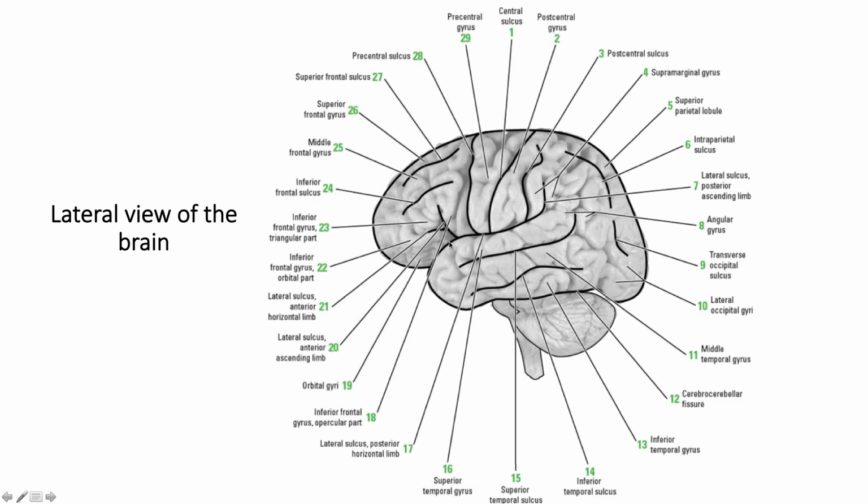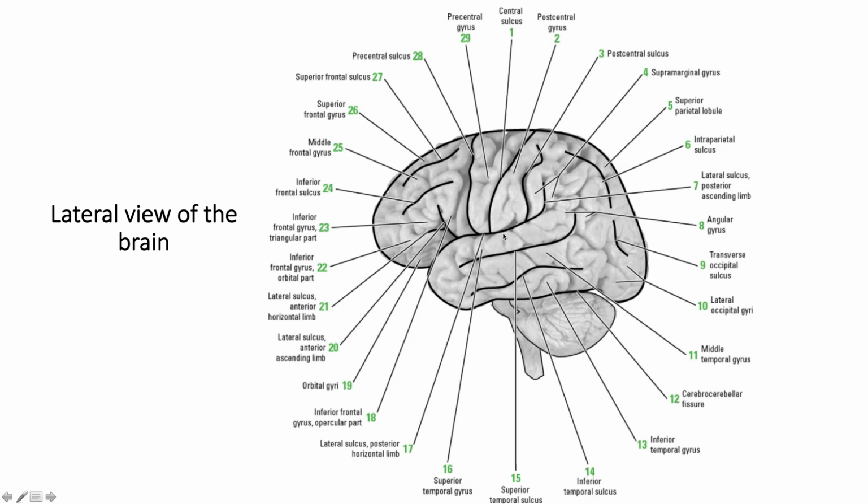Then moving on to the frontal lobe, this one only has two sulci. So we have the superior frontal sulcus and inferior frontal sulcus, and the superior frontal gyrus, middle frontal gyrus, and this whole thing is the inferior frontal gyrus. The inferior frontal gyrus can be split up into three parts. You have the pars triangularis, or in English, the triangular part. Then we have the pars opercularis, or the opercular part. And here we have the pars orbitalis, or the orbital part.